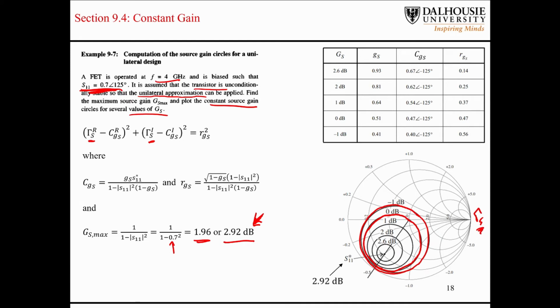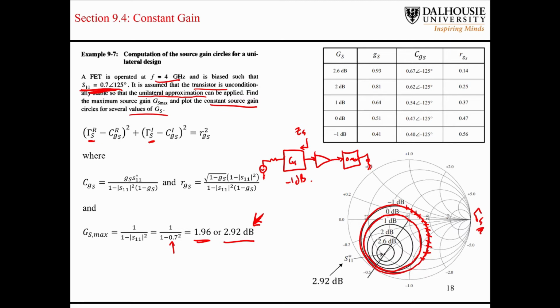That's a very important concept. All of these points on these circles here, so let's just take the -1 dB circle here for a second. So what this means is if we want G sub S, the input matching network, to have a gain of -1 dB, then that means that the impedance seen looking into the source, the input matching network, has to be one of the impedances that reside on this circle.